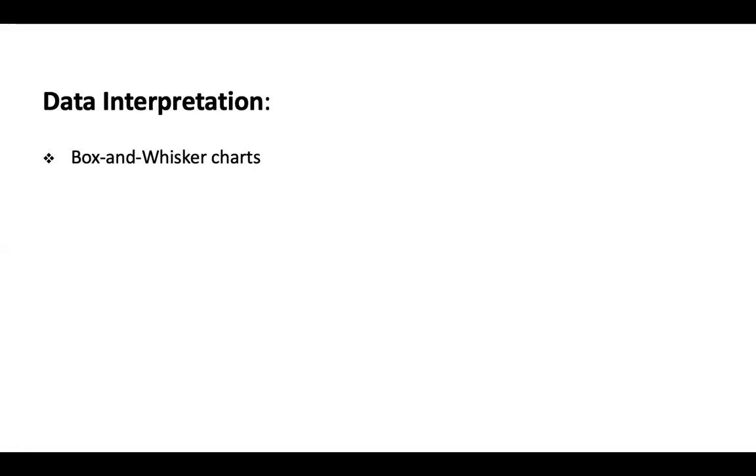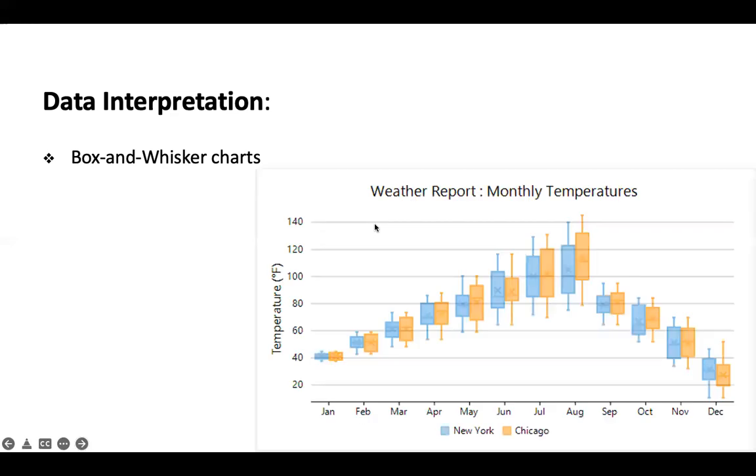And the Box-and-Whisker chart, which we discussed in the last class. This is again a 5-point summary, which shows the minimum value, maximum value, lower quartile, upper quartile, and the median. And in the form of a graph, this shows something like this. This is the weekly report of monthly temperature, and these are the 12 months with the temperature. And for each month, it shows the minimum temperature and maximum temperature. This middle line shows the median. This is the lower quartile, and this is the upper quartile.